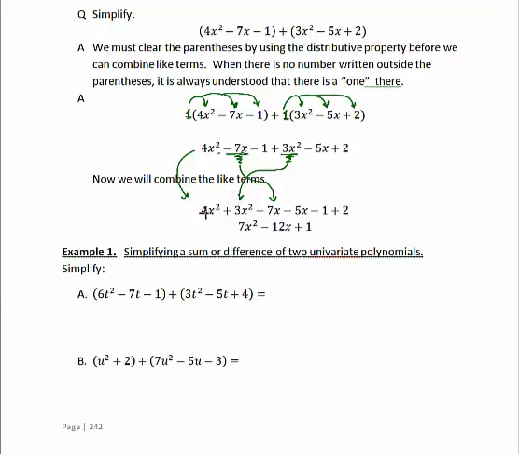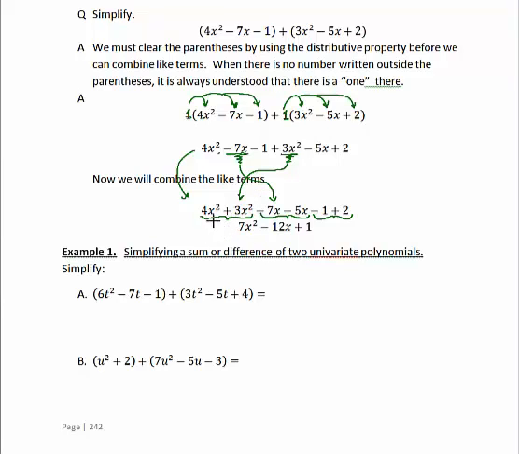The reason we moved 3x squared to the left is so it would be right beside the 4x squared. The negative 7x was moved to set beside the 5x. And in the end, we have the two constants side by side. Each term that was moved kept the original sign in front of it.